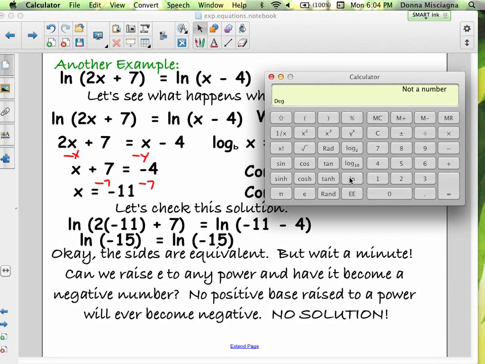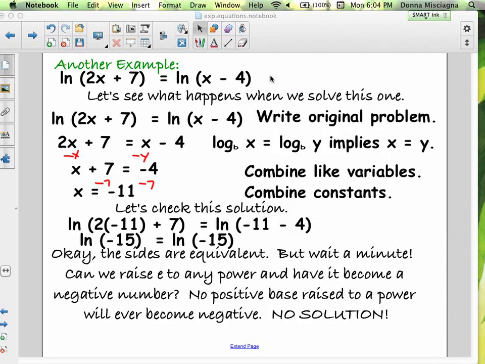All right, so the calculator knows as well that you can't raise e to any number and have it be negative 15. E to any number is positive. Raise it to a negative number, it gets smaller, but it never gets negative. Raise it to a number greater than 1, it's going to keep getting larger, but it never ever becomes negative. So that's why you always have to check your solutions.